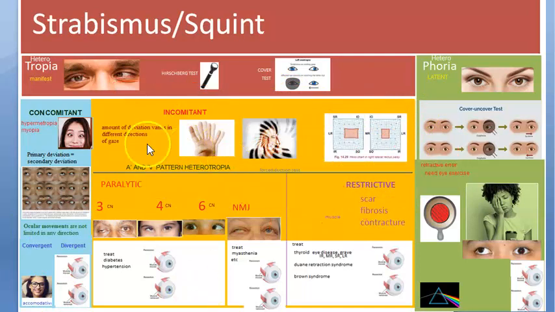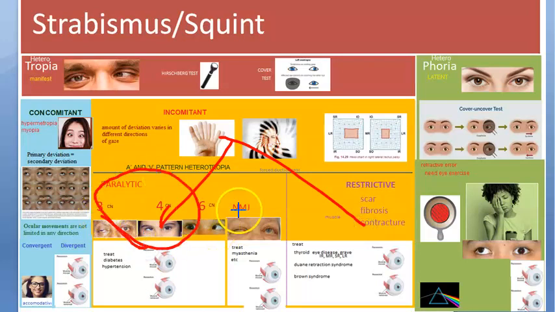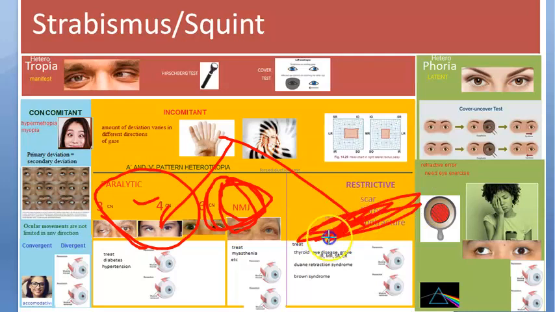Because of the varying amount of deviation, these people will have diplopia, vertigo, confusion, disorientation, etc. What can the causes be? Paralytic or restrictive. Paralytic means the nerve is the problem, so you can actually move the eyeball if you pull it. Here you can do a forced reduction. Restrictive means the muscle is fibrosed or scarred, so even if you pull the eyeball, it will not move. So the forced reduction test will not work here.